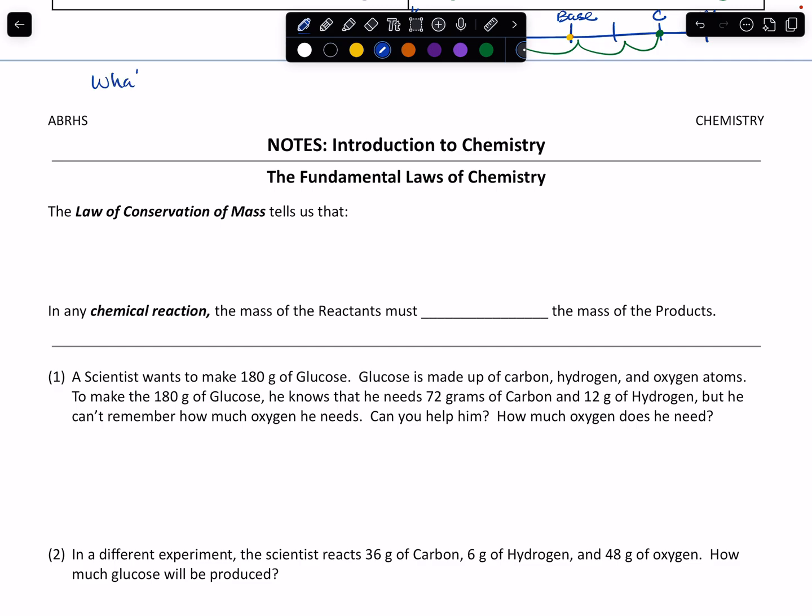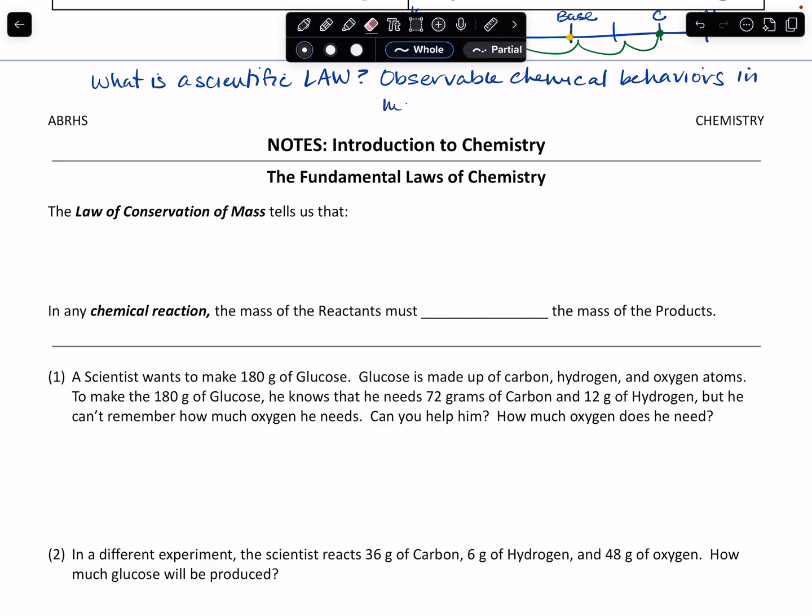All right, what is a scientific law? I feel like we talk about scientific theories a lot, and people really confuse those two terms, a law versus a theory. So let's start with what is a scientific law? Well, basically, it's a description of observable chemical behaviors in nature.